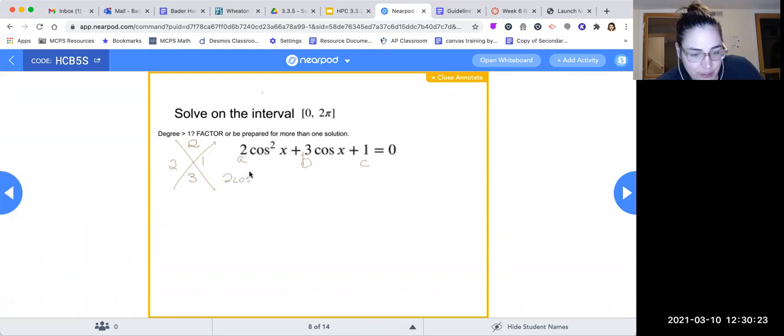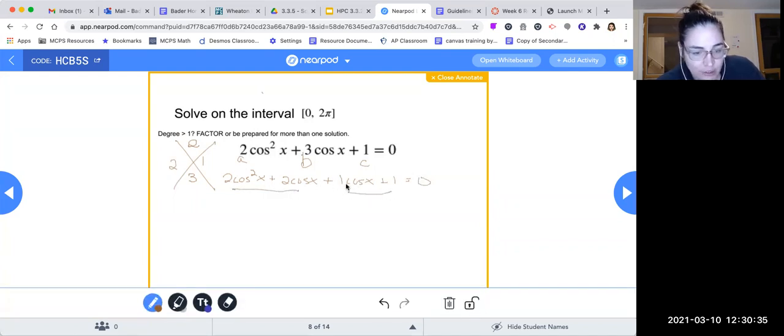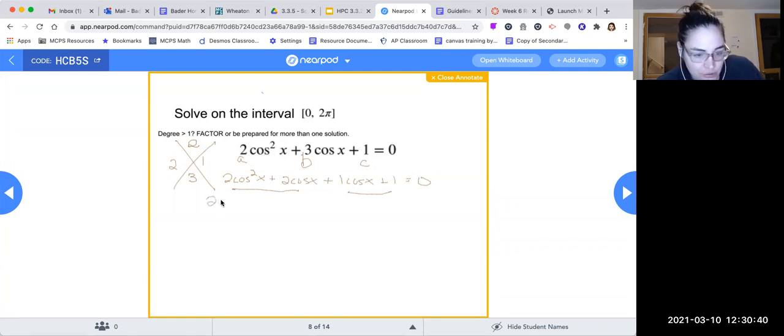So 2 cosine squared of x plus 2 cosine of x plus 1 cosine of x plus 1 equals 0, right? And then you have 2 pairs of terms that you're going to group and factor the greatest common factor out of. So 2 cosine of x can be factored out of these 2 expressions, leaving me with cosine of x plus 1.